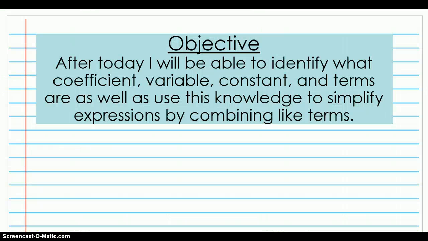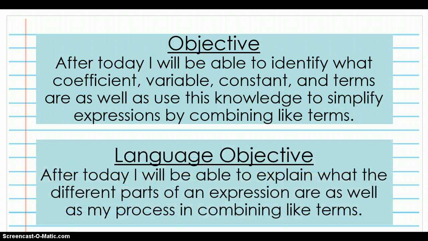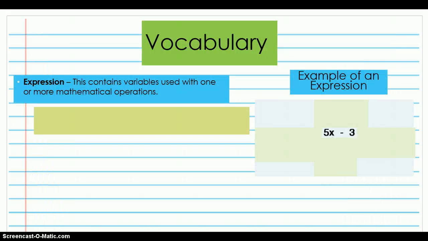Our objective today: after today, I will be able to identify what coefficient, variable, constant, and terms are, as well as use this knowledge to simplify expressions by combining like terms. And our language objective: after today, I will be able to explain what the different parts of an expression are, as well as my process in combining like terms.